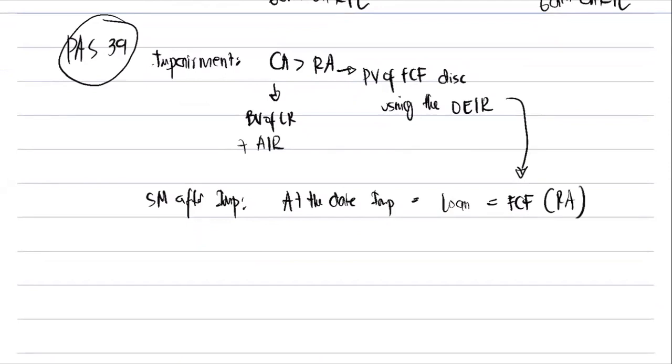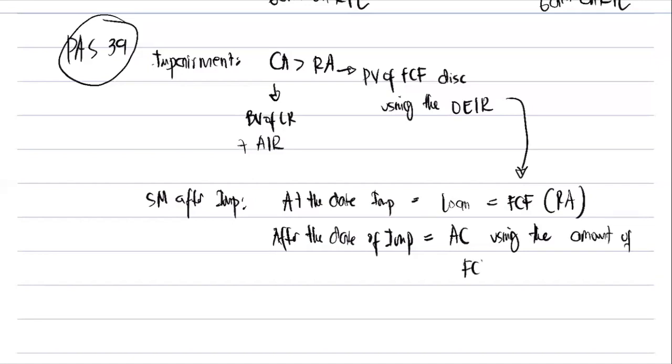How about after the date of impairment? After the date of impairment, how should we measure it? We measure it based on amortized cost using the amount of future cash flows. So we will amortize it until we collect based on your future cash flows. So nagbigay naman na tayo ng example niyan.